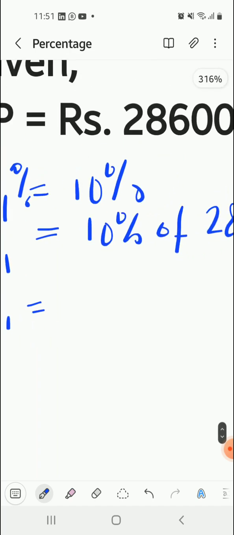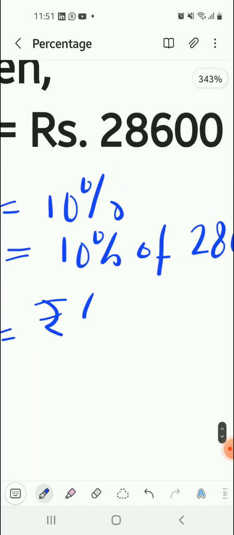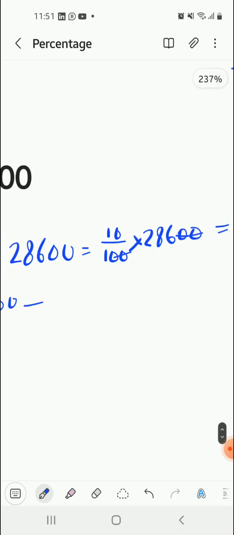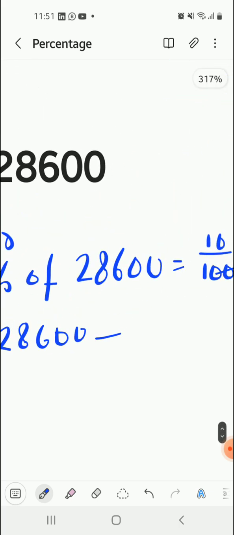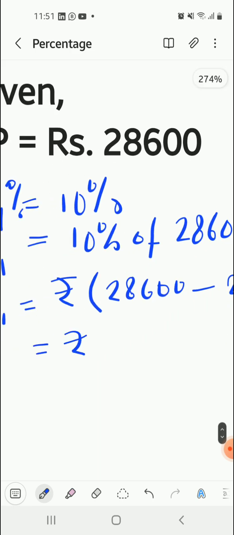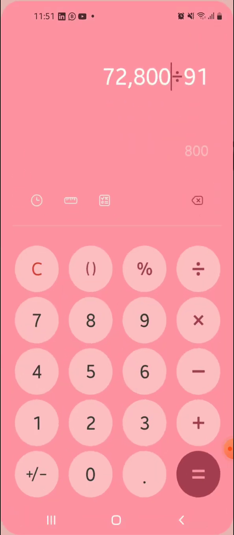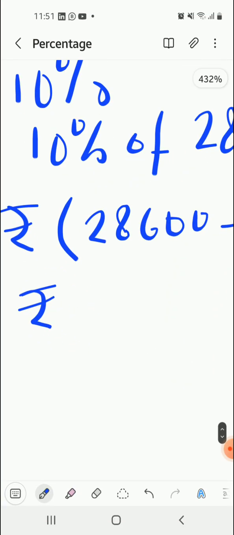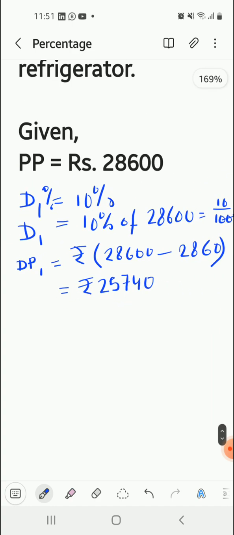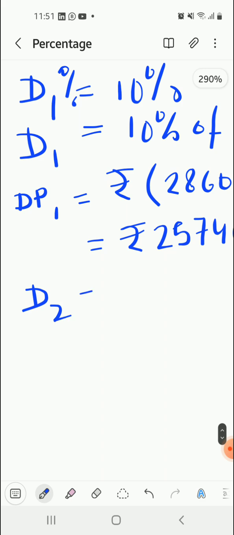So it will be 28,600 minus the first discount, that is 2860. So let's do it. 28,600 minus 2860 is 25,740. So 25,740. Now from here the 5% discount, that is D2, will be deducted.